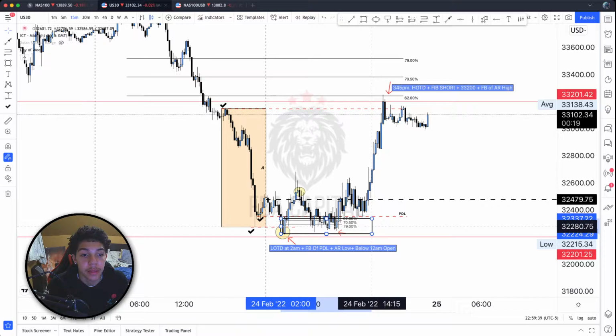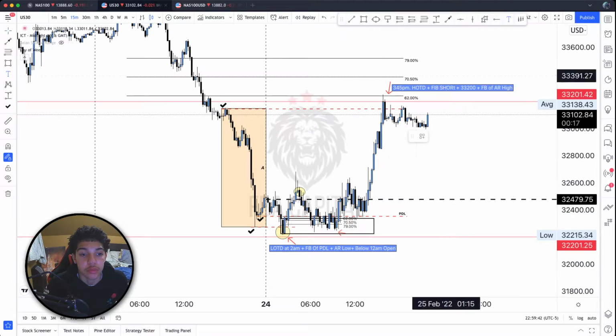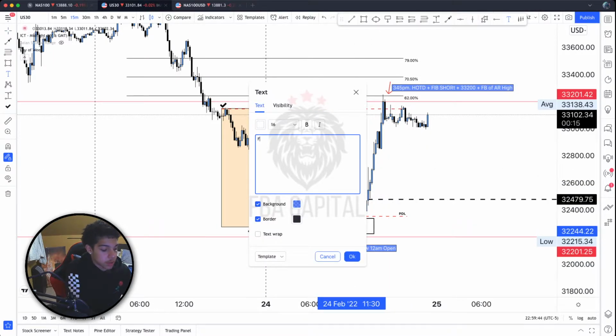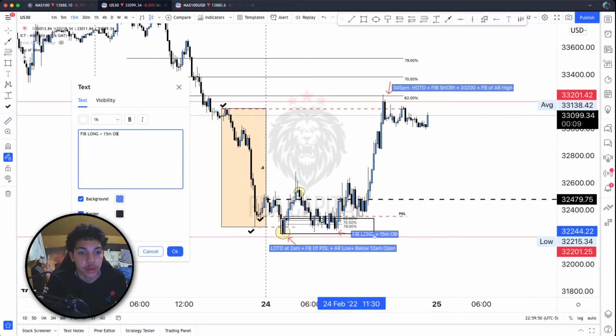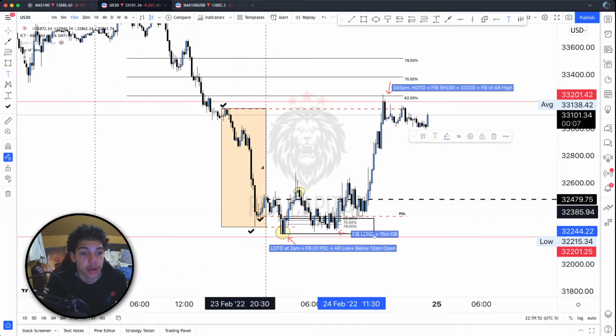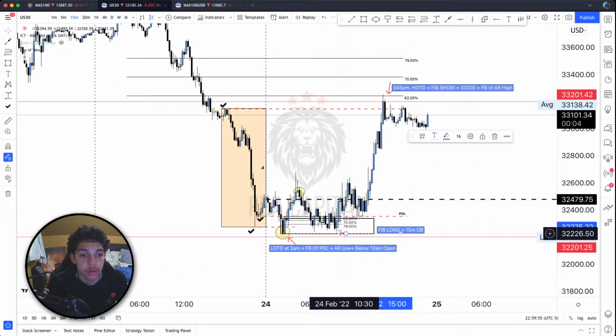Now let's annotate it first before I tell you what I was going to say. So we have this fib long plus 15-minute order block rejection, and we also had a retest of the previous day's low, but I'm not going to have that in there. So we had the fib long plus this, so right in here.